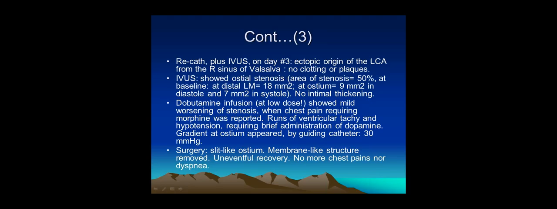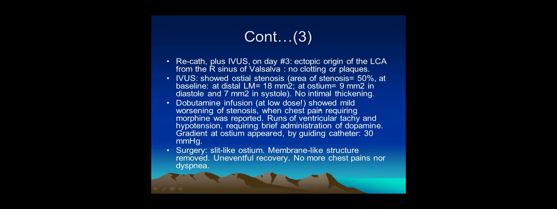So IVUS showed ostial stenosis of 50% at baseline. The distal left main was 18 millimeters square, at the ostium 9 millimeters square in diastole and 7 in systole. So there was systolic compression of the proximal left main at baseline. There was no intimal thickening to suggest coronary atherosclerosis.